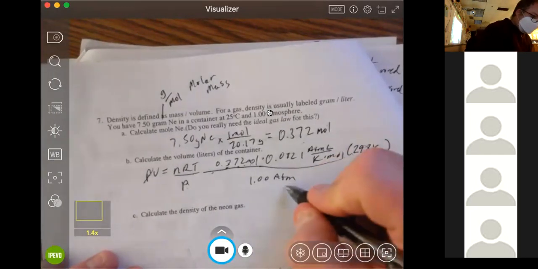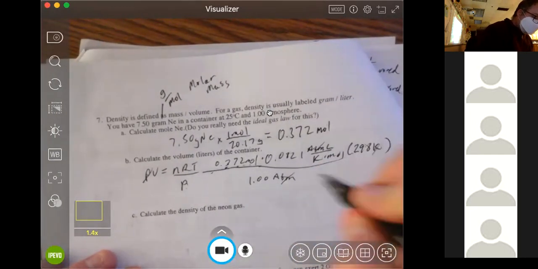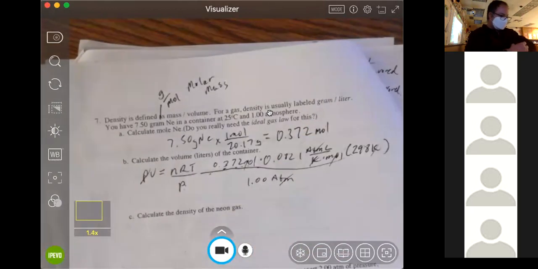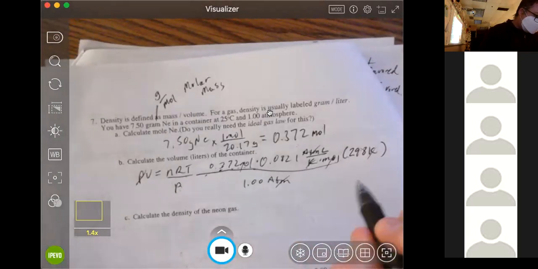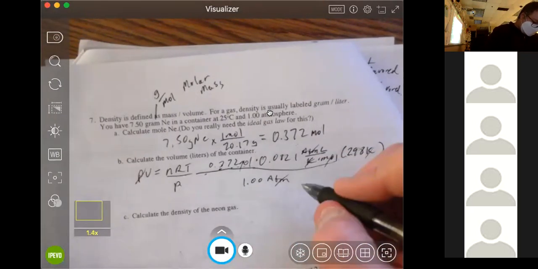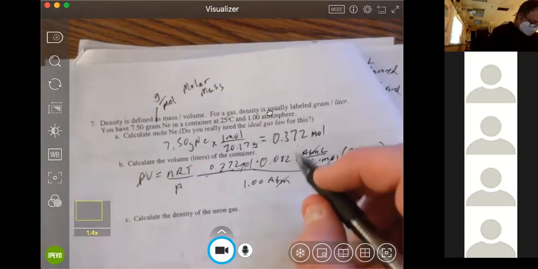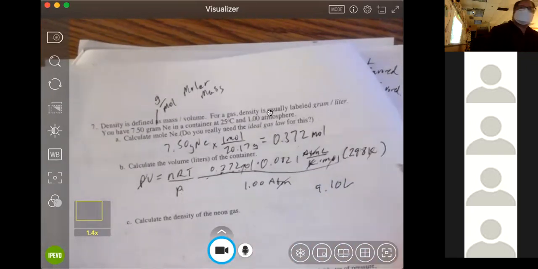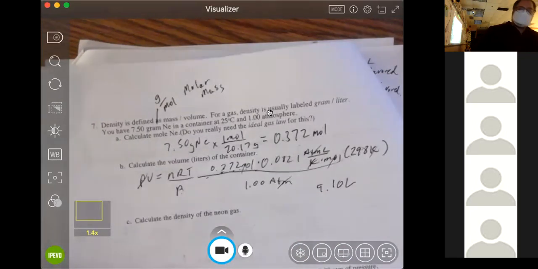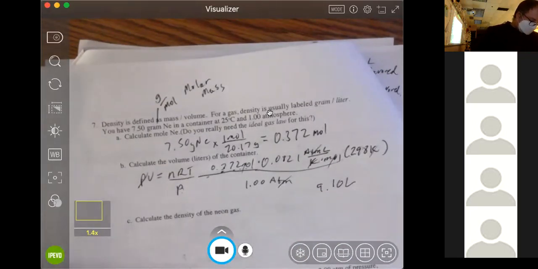If we take a look here, atmospheres will cancel out, kelvins will cancel out, moles will cancel out. 0.372 times 0.0821 times 298 divided by 1. The answer is about 9.1012. So we get 9.10 liters.